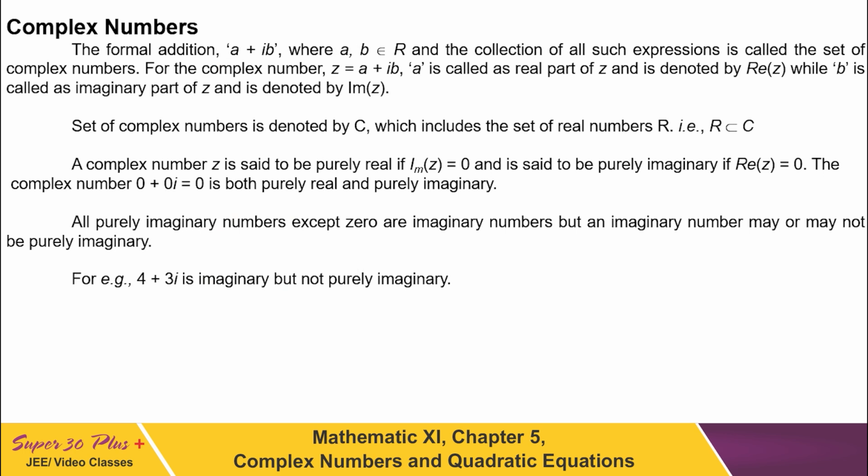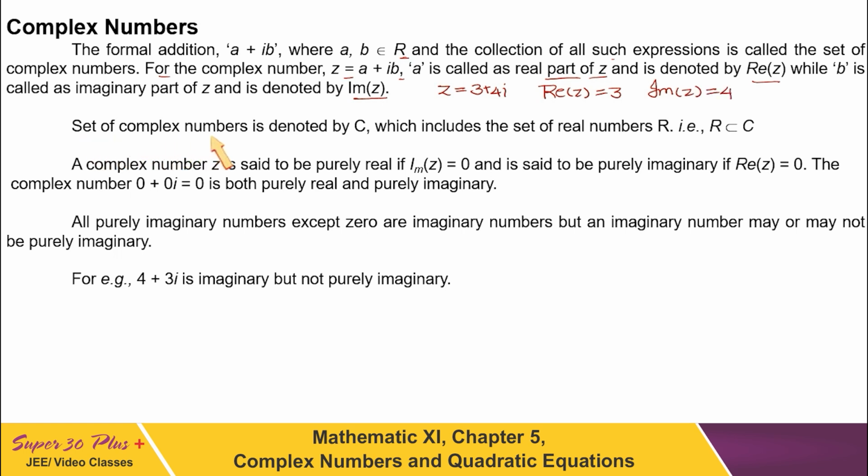Now students, here is the basics of complex numbers. The formal expression a + ib, where a, b belong to real numbers, and the collection of all such expressions is called the set of complex numbers. For the complex number z = a + ib, a is called the real part of z and is denoted by Re(z), while b is called the imaginary part of z and is denoted by Im(z). For example, if z = 3 + 4i, then Re(z) = 3 and Im(z) = 4.